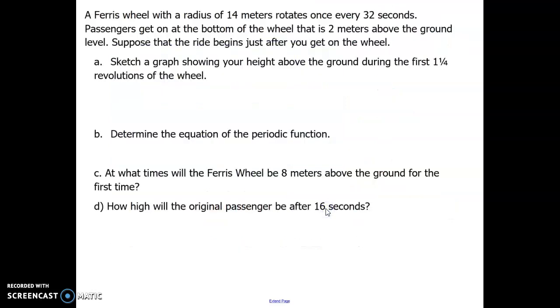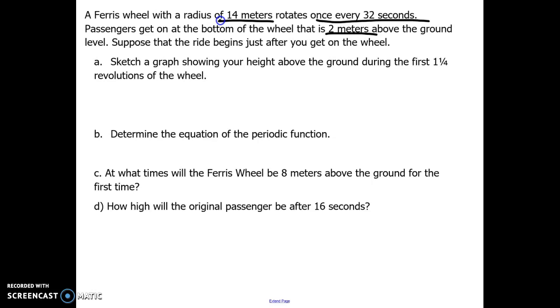So let's take a look at this word problem. It says we have a Ferris wheel with a radius of 14 meters. Now this represents a circular function because a Ferris wheel is round and it travels in circles. So that's why this would represent a sine or a cosine graph. It's got a radius of 14 meters. It rotates once every 32 seconds. Passengers get on at the bottom of the wheel that is 2 meters above the ground level. Suppose the ride begins just after you get on the wheel.